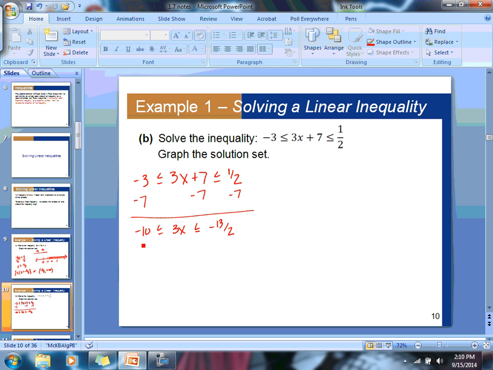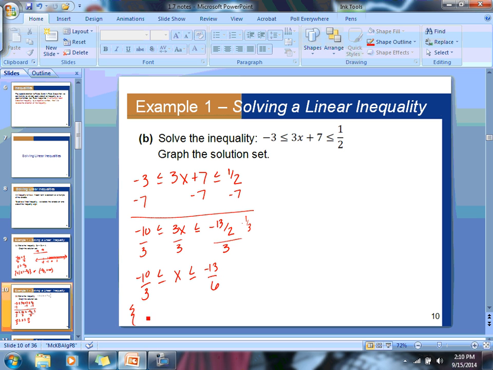And then my next step is to divide by 3. So then I'll have negative 10/3 less than or equal to x. So now I have that x isolated, which is good. And negative 13/2 divided by 3. Remember, that's like multiplying by the reciprocal. So it's kind of like my multiplying by 1/3. So that's going to be negative 13/6. And we can leave our solution like that.